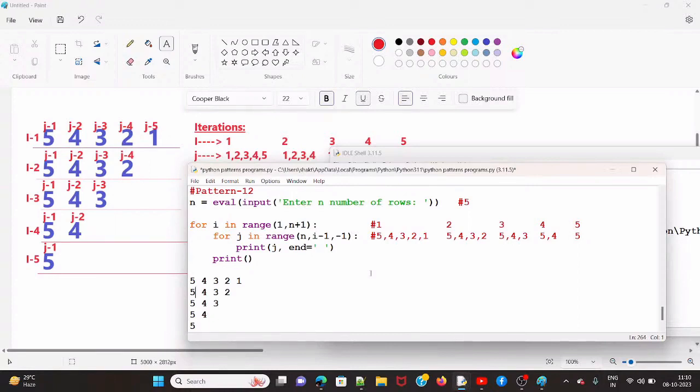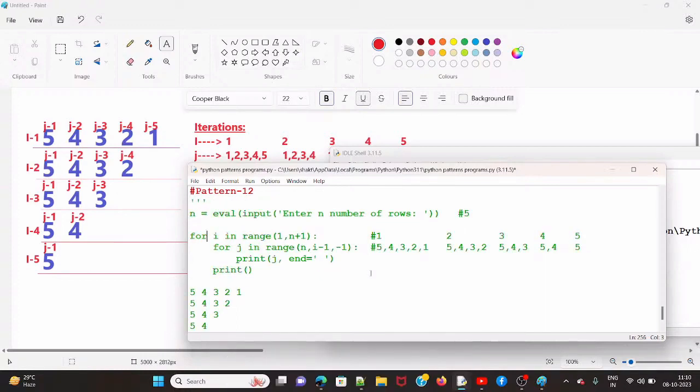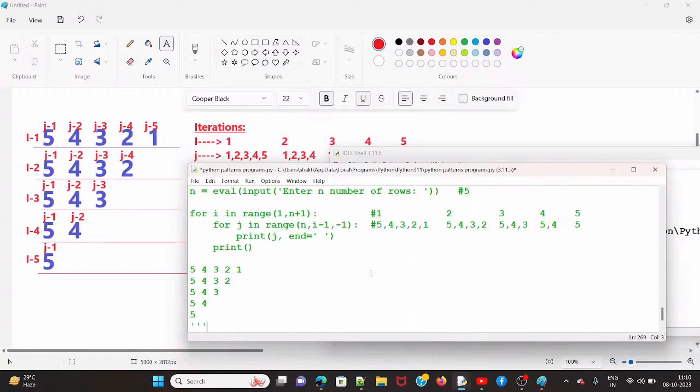Okay, right. So this is about a different pattern with the numbering.